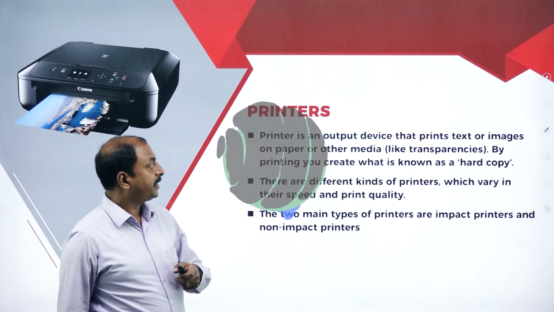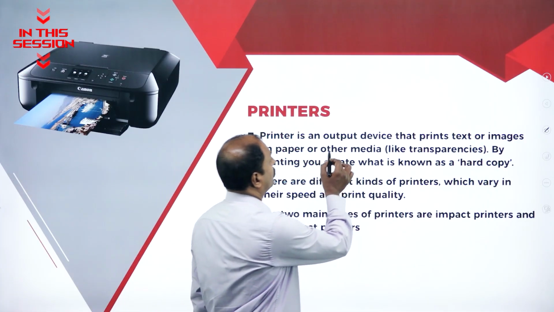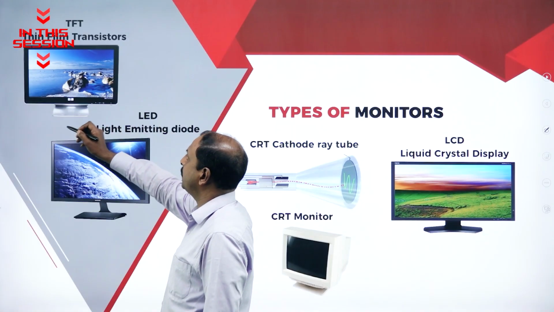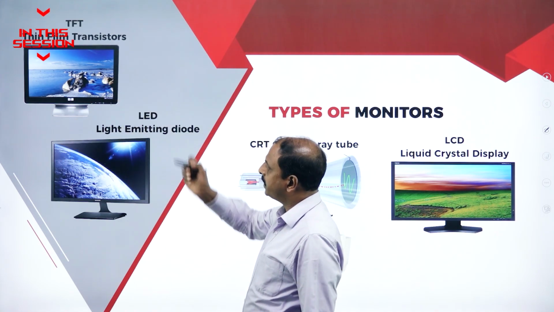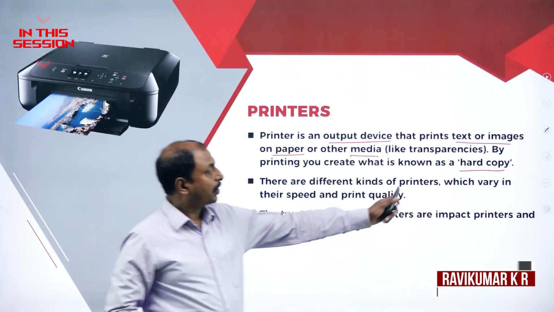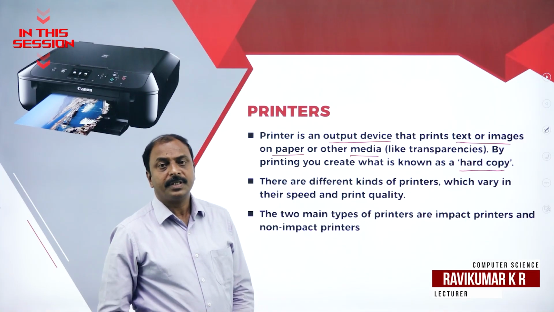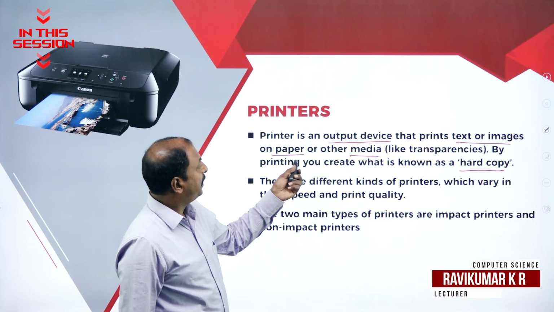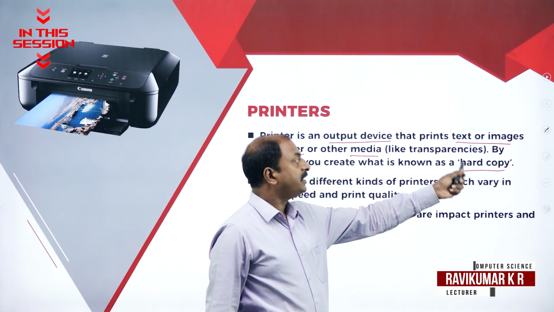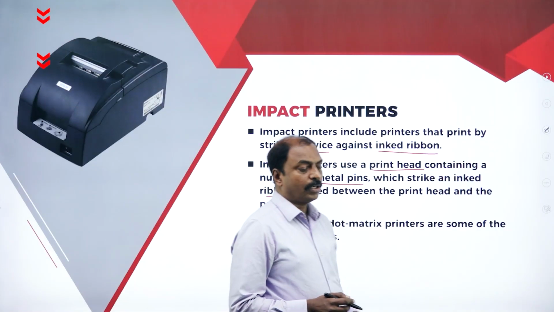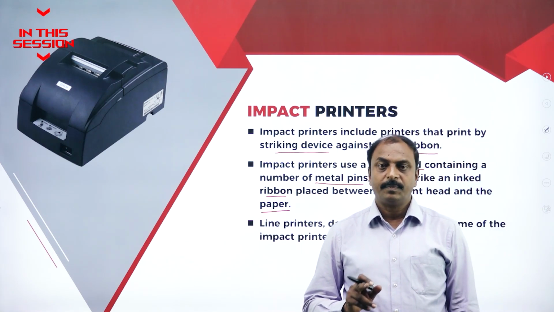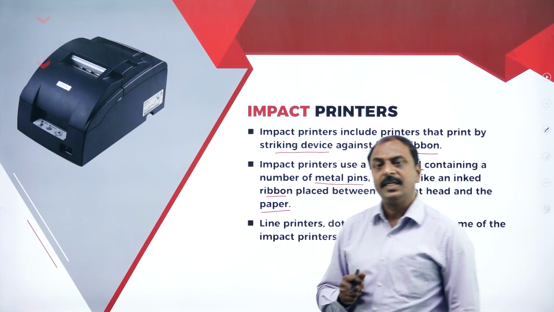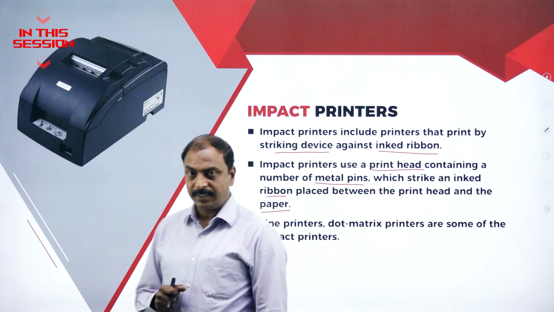So what are printers? Printers is an output device. Another type of monitor is called thin film transistor. It is one of the technology. What is hard copy? The information printed on paper or any other media is called hard copy. The main concept in impact printer is there will be a striking device, nothing but printhead, and printhead is made up of number of pins.